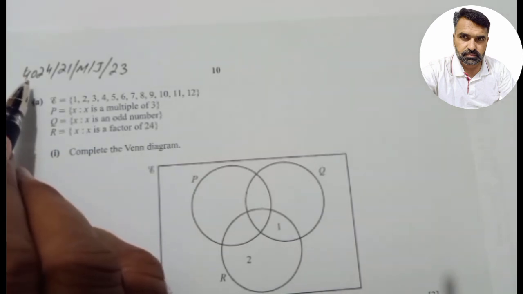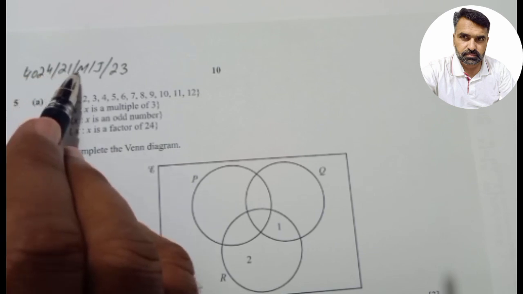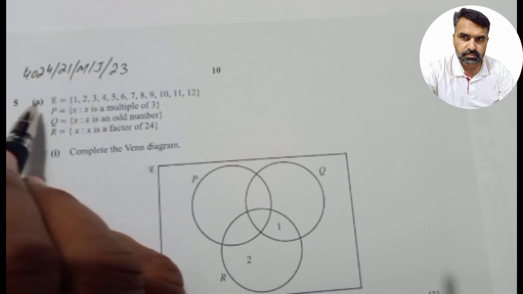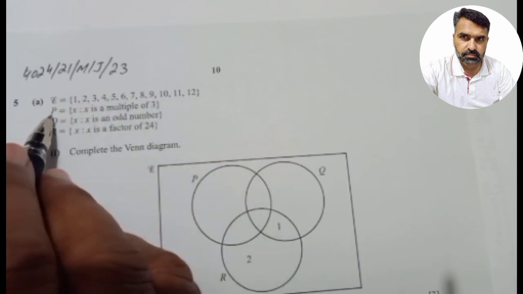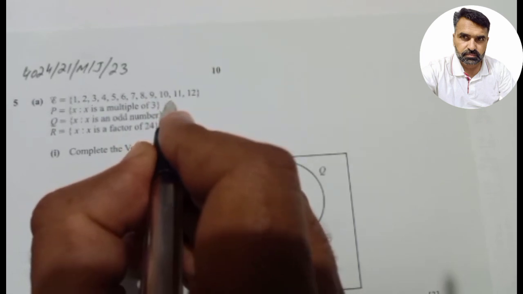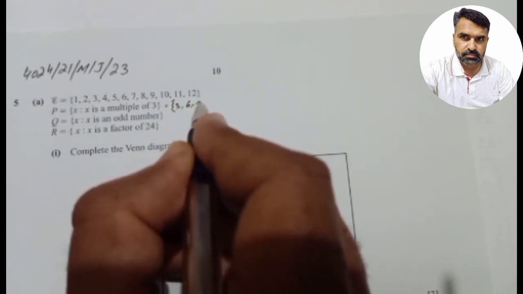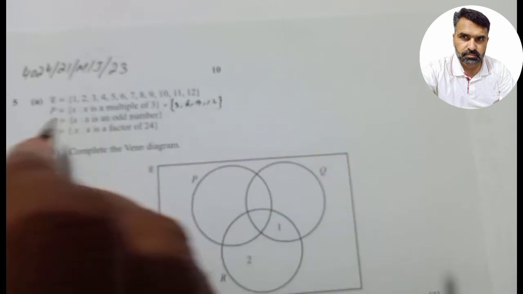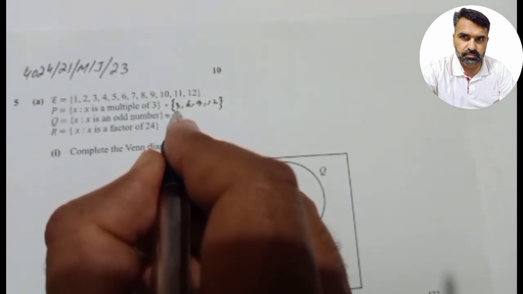Students, mathematics O level, paper code is 4024/21, May/June 23. Question number 5: the universal set is given, the natural numbers from 1 to 10. Set P is the multiples of 3, and the multiples of 3 in the universal set are 3, 6, 9 and 12. And set Q is the odd numbers from 1 to 12.